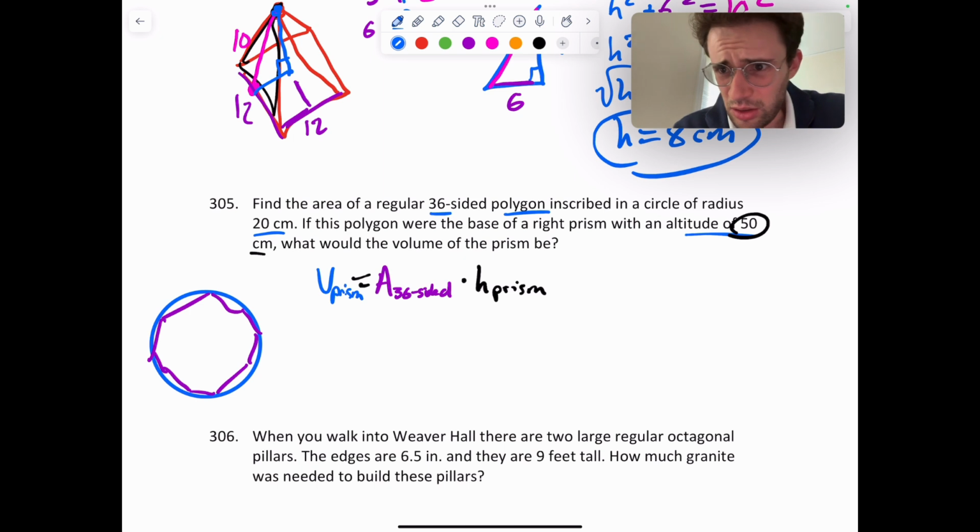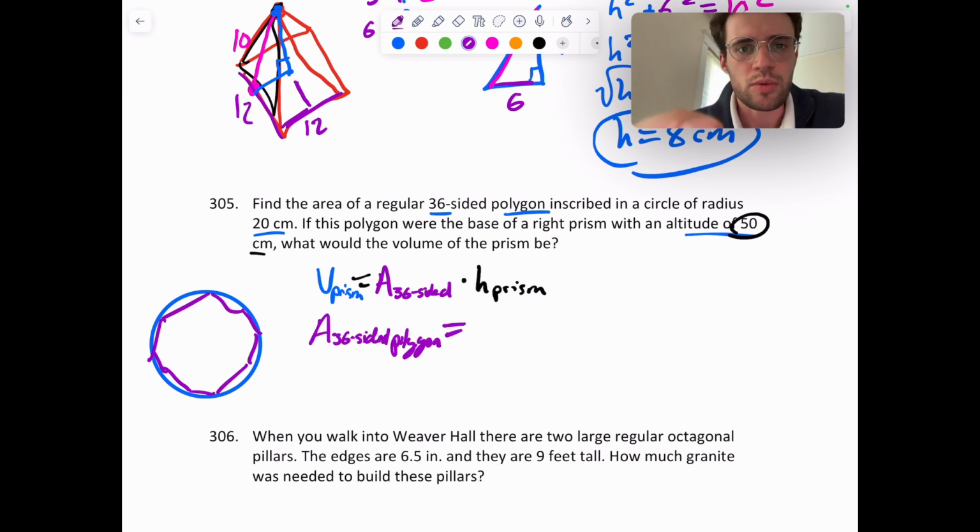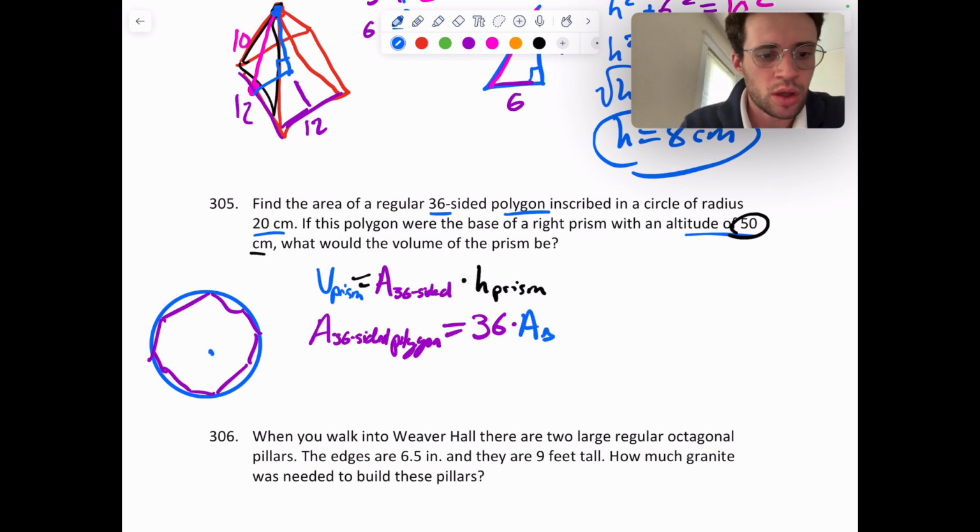I think it's called a hexatridecagon, something like that. Usually you just call it a 36-sided polygon. Now, if we want to find the area of that 36-sided polygon, that would be equal to 36 times the area of one triangle, if you divide it up into 36 triangles.